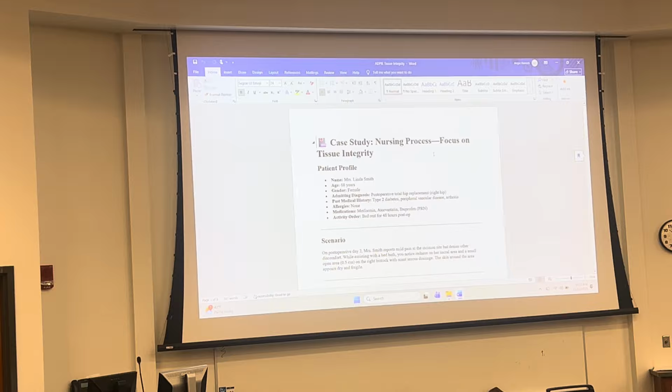Name, Mrs. Linda Smith, age 68 years, gender female, admitted diagnosis was total hip replacement of the right hip, past medical history, type 2 diabetes, peripheral vascular disease, arthritis, no known allergies, medications, metformin, atorvastatin, ibuprofen, activity order. Right, good. So we've got some background info.